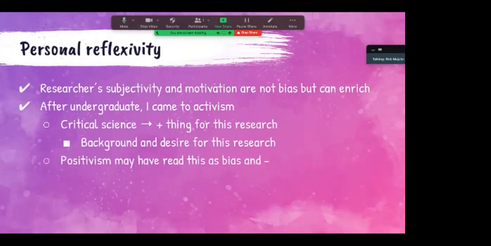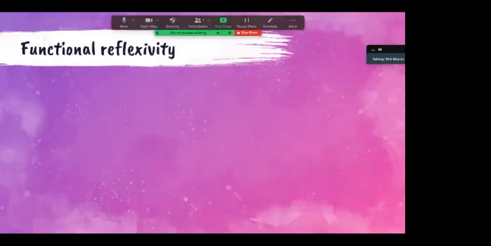Positivism would have read this as a negative, that I'm biased and that someone else should be doing this research, not me. This should be done by some scientist, and having this background of activism can only taint the research.